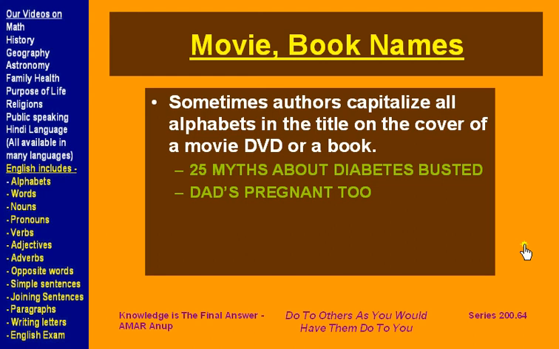Movie and book names: sometimes authors capitalize all alphabets in the title, on the cover of a movie, DVD, or a book. Here are two examples. There is a DVD, the title is 25 Myths About Diabetes Busted, and all alphabets in that are capitalized. This is a video about myths in diabetes. So all the alphabets in the title are capitalized by the author. Another example is a book. There's a book called Dad's Pregnant Too, and the author decided to capitalize all the words on the cover of the book, and that is fine.